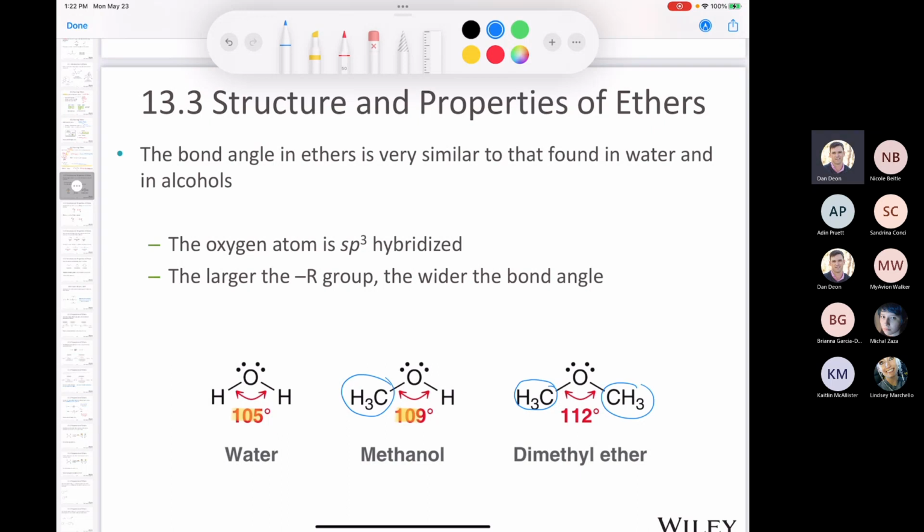And another thing that you want to remember is that since the oxygen atom is sp3 hybridized, ethers are going to be polar, right? You've got a polar bond and you've got another polar bond, and they have a bent molecular geometry in ether. And so we have a dipole going this way and a dipole going that way. And so if you tack those two arrows together, you end up with a resultant dipole like this. So we know that ethers are polar.